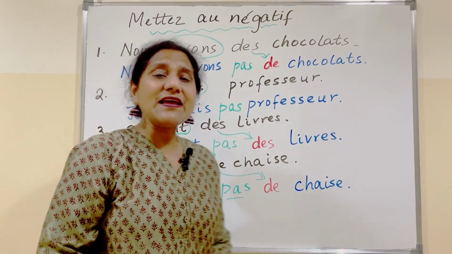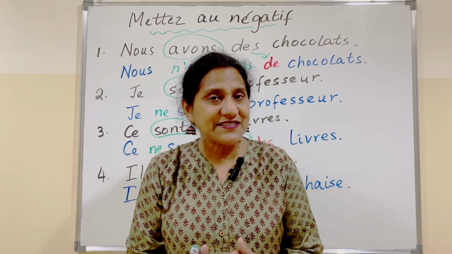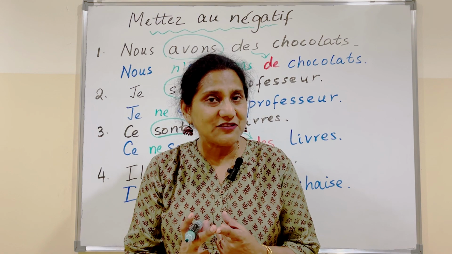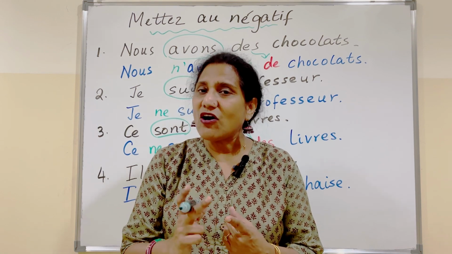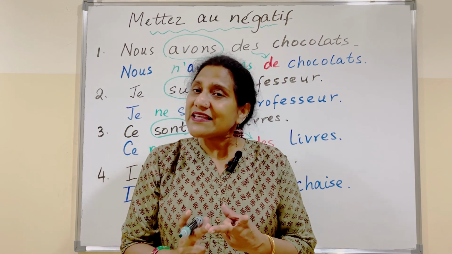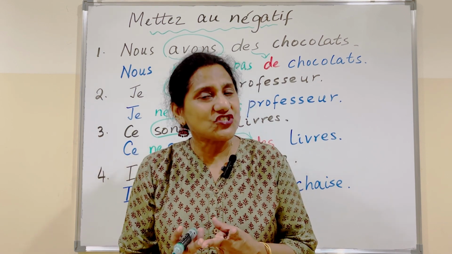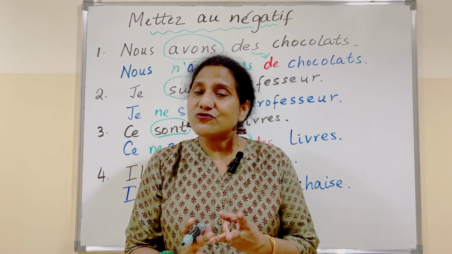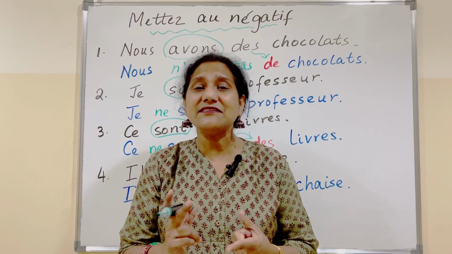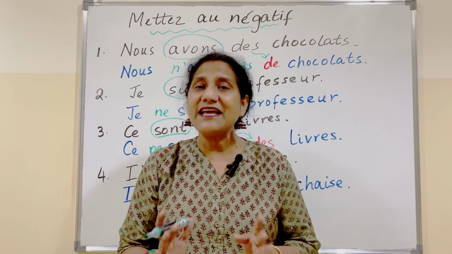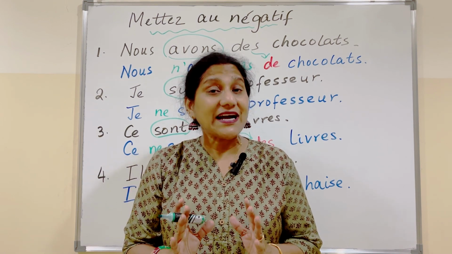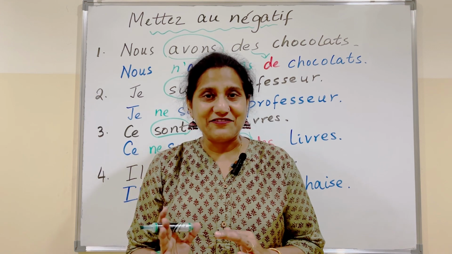So today we learned how to change an affirmative sentence to negative, and in the sentence when we have an indefinite article we change it to de or d' in front of vowels or silent h. But when the verb être is used in the sentence, we don't change it. And we've also learned what to do when we have a definite article in the sentence. What are the definite articles? Le, la, l', les. We don't change that. In the next part, we will learn how to change partitive articles to negative.